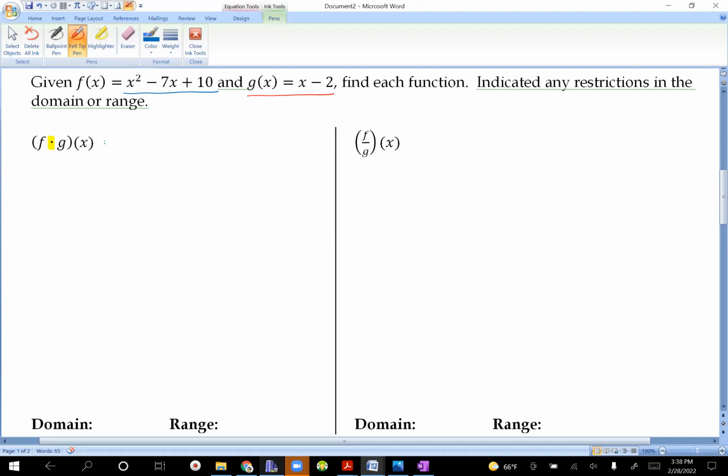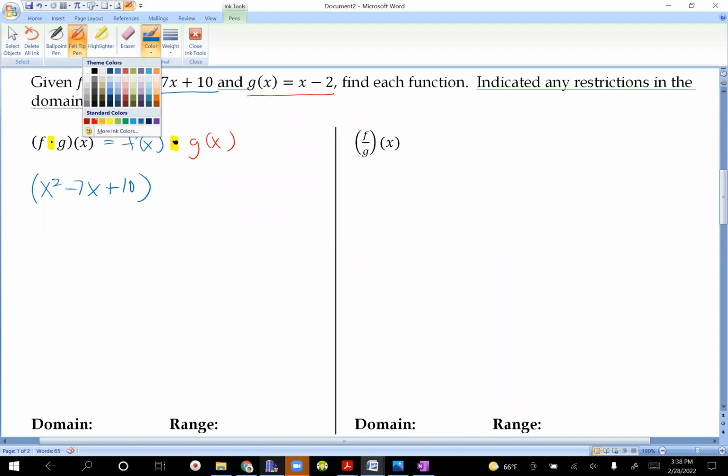So I'm going to write the translation. This says to take the f of x, and we need to multiply them now. Multiply. I put this in red here. G of x. Okay. I'll highlight what we're supposed to do. So earlier we added and we subtracted. Now we're going to multiply them. So write the blue equation, x squared minus 7x plus 10.